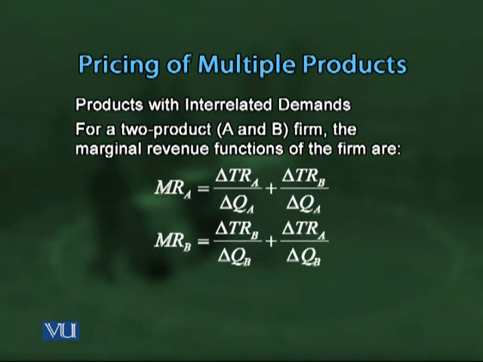Look at the right-hand side of the equation. You will see that the first component is the direct relation, that is the direct marginal revenue.